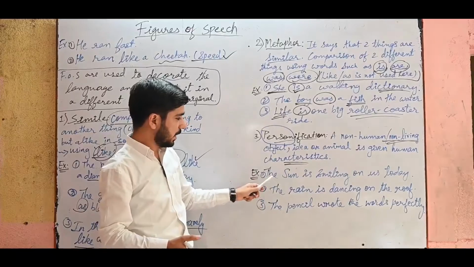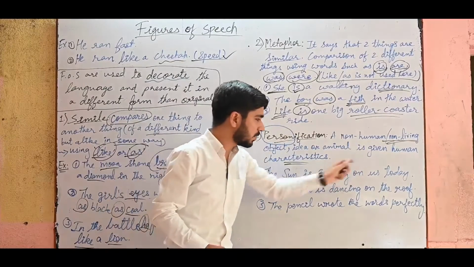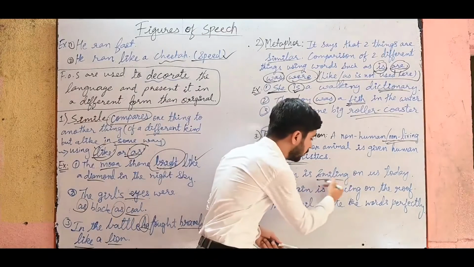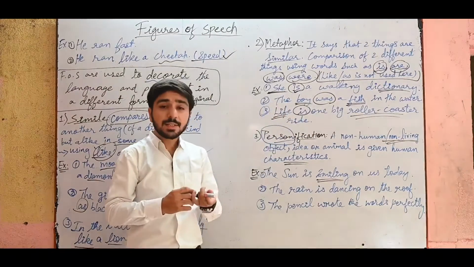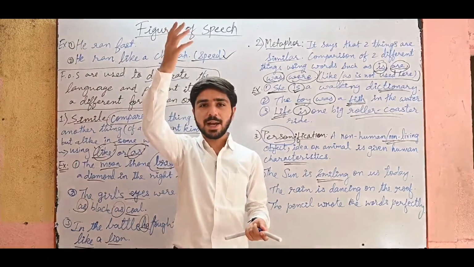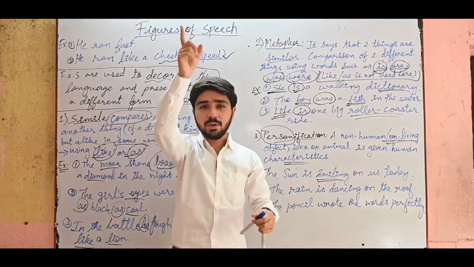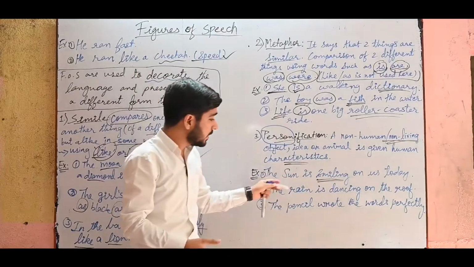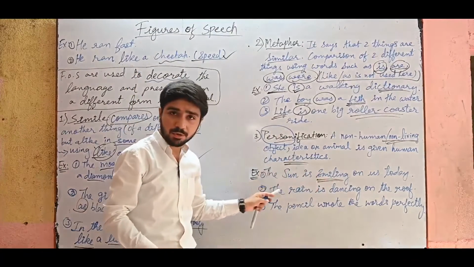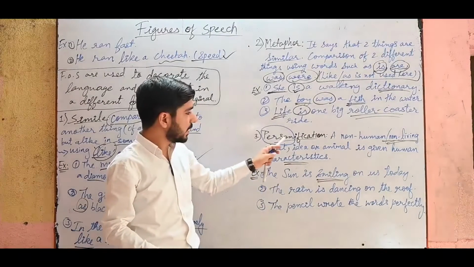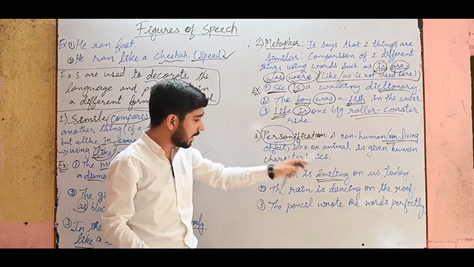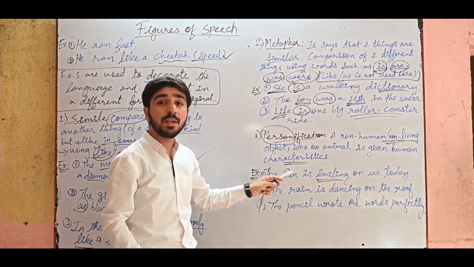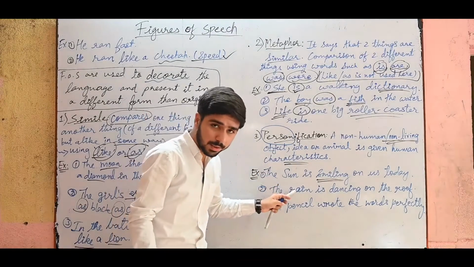Now see the example. The sun is smiling on us today. How is it possible that the sun smiles? It is the quality of a human being to smile. But it is just an example. When the sun comes up in the sky, we know it is a circle, but it has a curve like a smile on our face. So the smiling quality is given to the sun, which is actually not possible. That is the quality of a person, and it is given to the sun. That is called personification. The object being personified here is the sun.